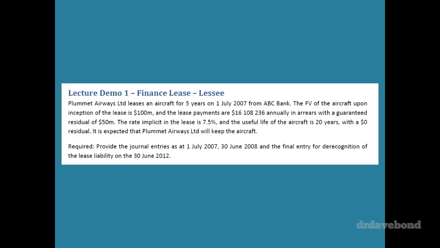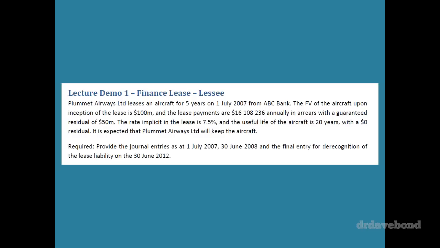We've got lease payments, 5 of them in arrears, and there is a guaranteed residual of 50. The rate implicit is 7.5%. The life is 20 years and a 0 residual at the end of that, and they expect they will keep it. So we've got 7 pieces of information, and there may be more pieces of information in there, but extract the information that you need. What you're trying to do is calculate firstly what the fair value is and what the present value of the minimum lease payments are.